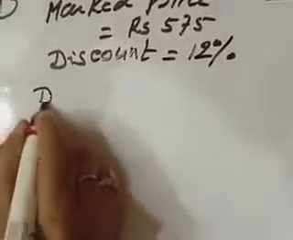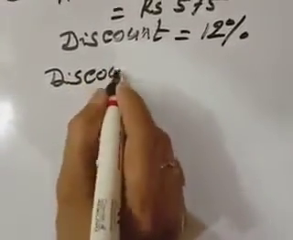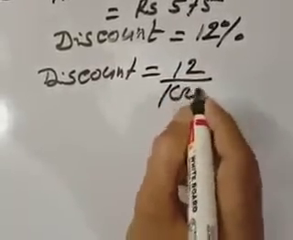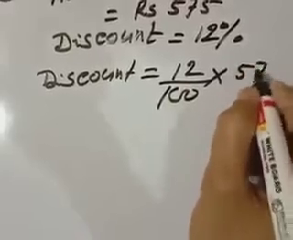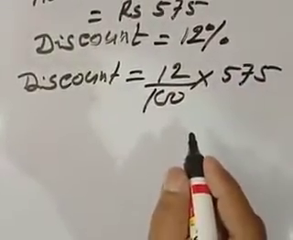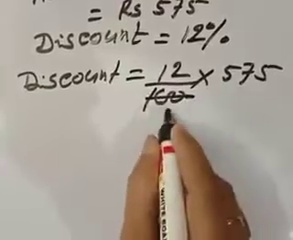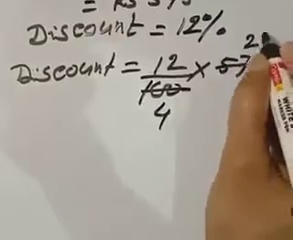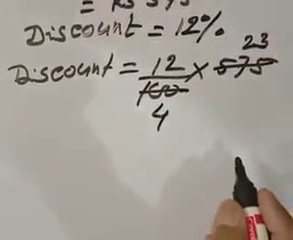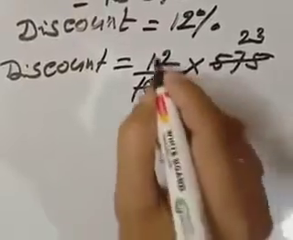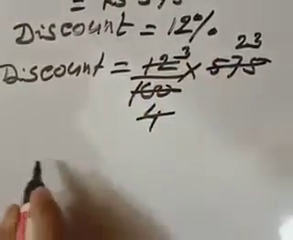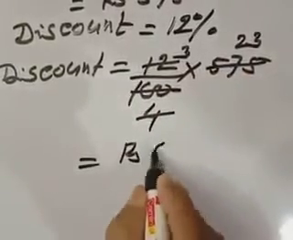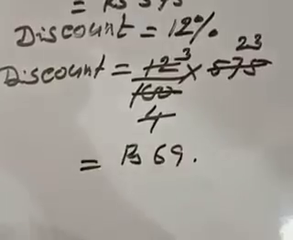First you find the discount. Discount is equal to 12% means 12 by 100 into mark price, that is 575. Now you cancel by 25: 25 times 4 is 100, and 25 times 23 is 575. Now cancel by 4: 4 ones are 4, 4 threes are 12. Now discount is 3 into 23, which is equal to rupees 69. Discount is equal to rupees 69.